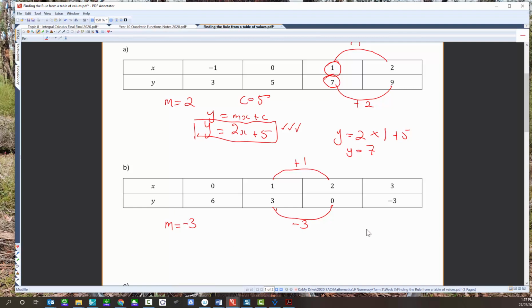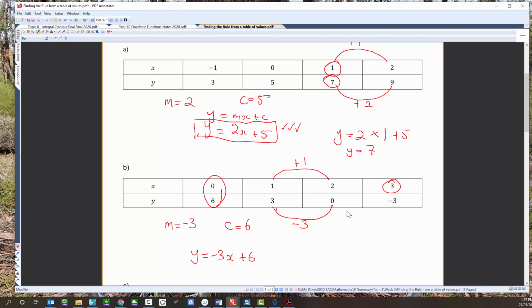All right, what's our c value? Remember, the c value is found by finding what the value of y is when x is equal to 0. And here it is on the table of values. So c is equal to 6 when x is equal to 0. All right, let's write our equation. I believe it's y equals negative 3x plus 6.